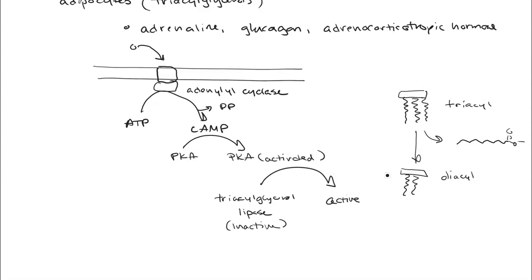Now, subsequent actions include an action of a diacylglycerol lipase and then a monoglycerol lipase. Each of these are going to liberate another fatty acid, eventually just giving us a glycerol backbone that could be reutilized later.